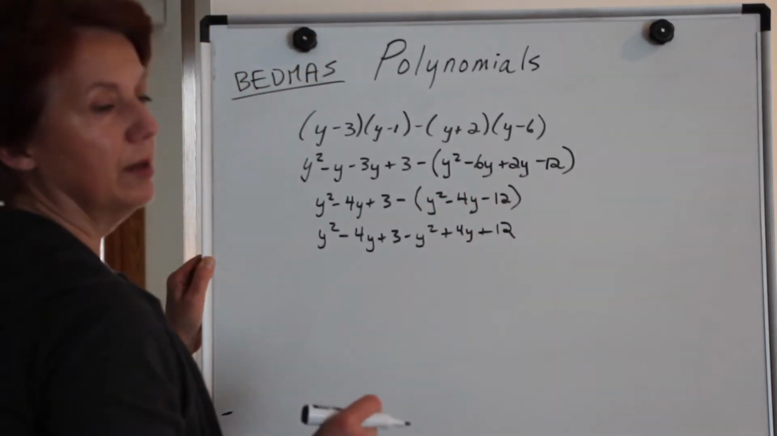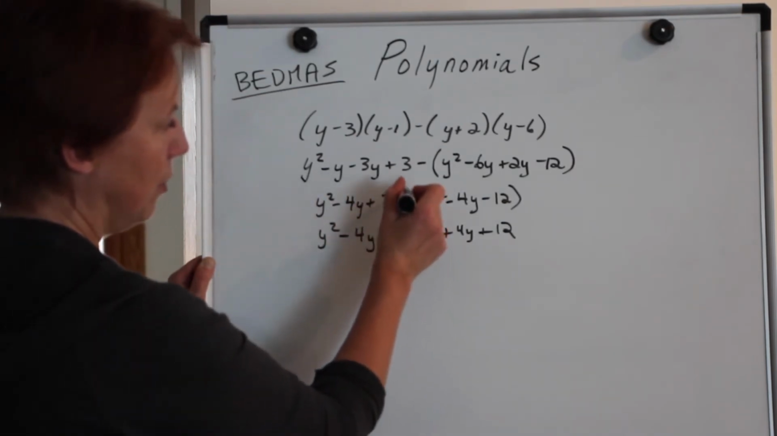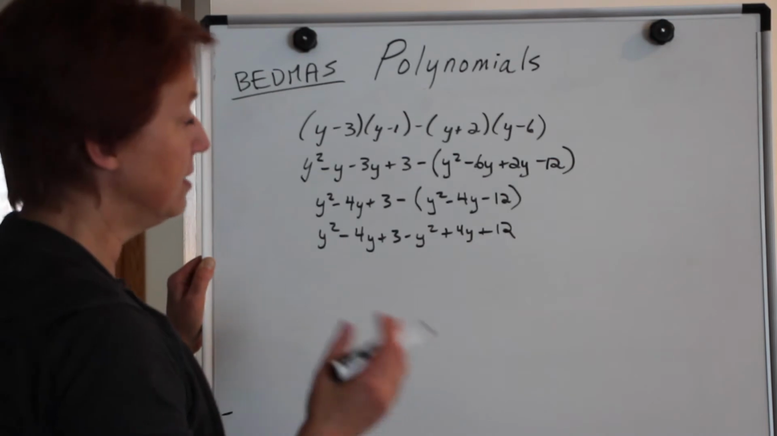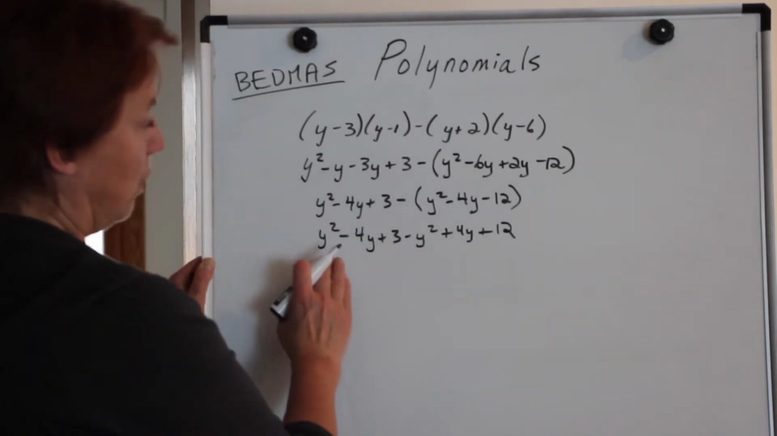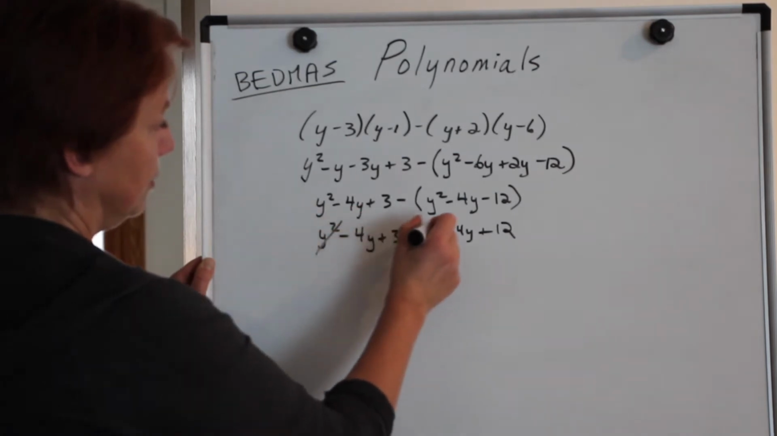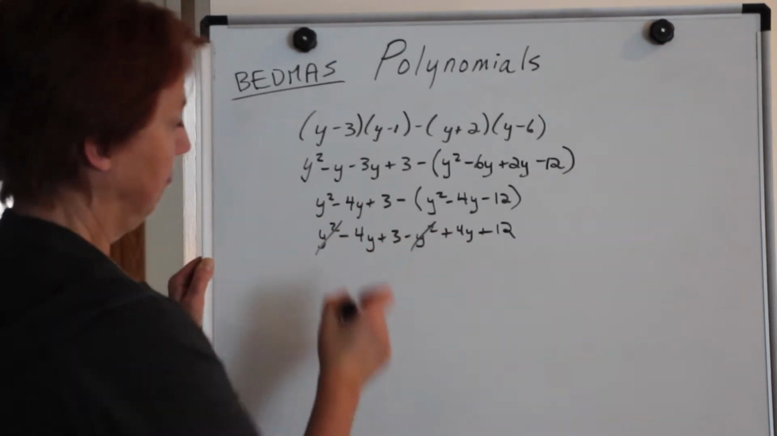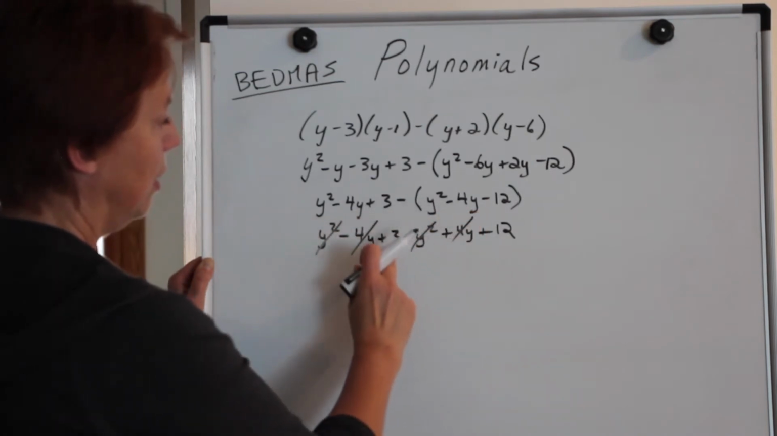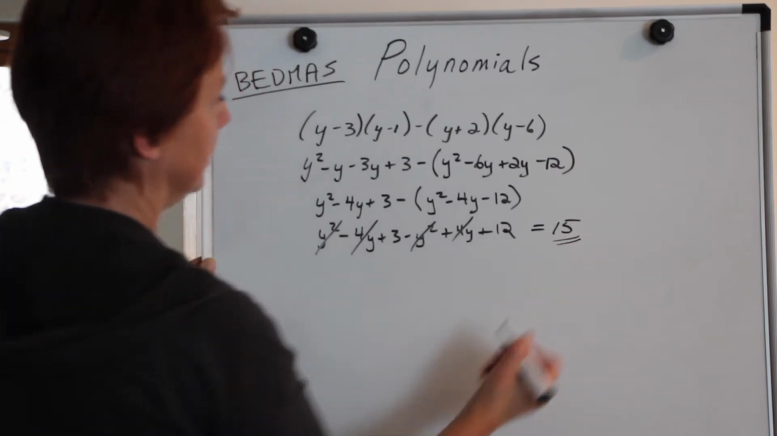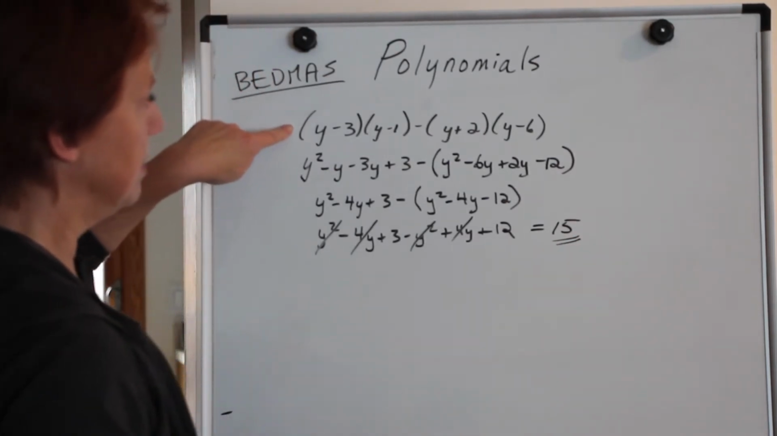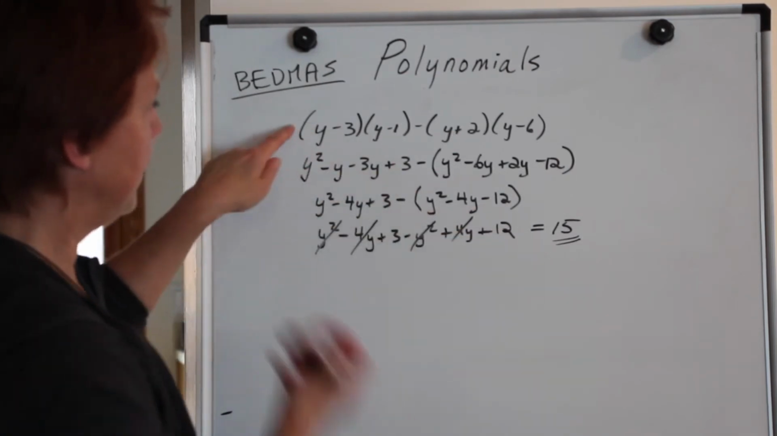And now we can combine our like terms. Now that we've done all the multiplication, because remember this negative 1 is also multiplication, so that's got to be done before we do any addition. Y squared minus y squared, those two terms are gone. Negative 4y plus 4y, those two terms are gone as well. And all we're left with is 15. That's it. That's the final answer to this. This is the simplified form of that.